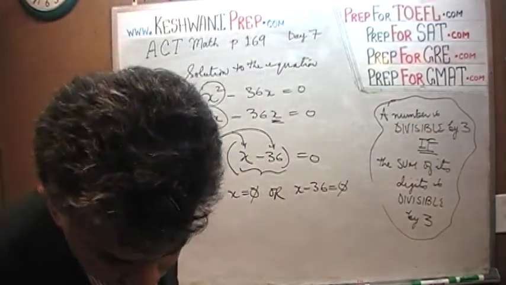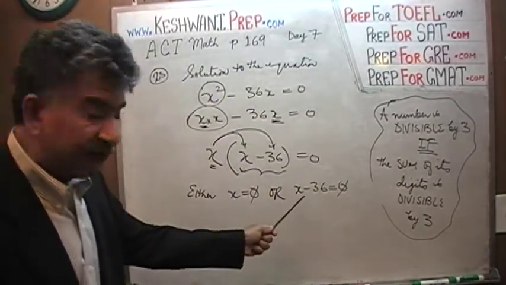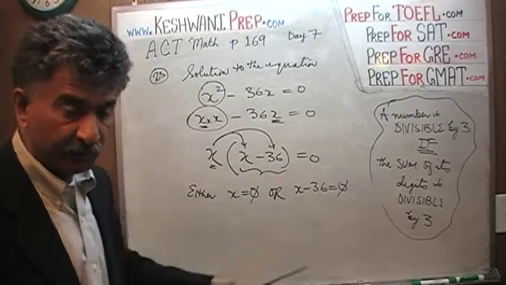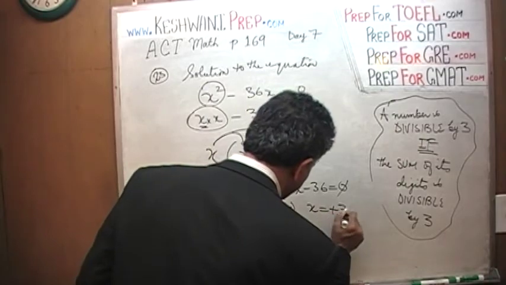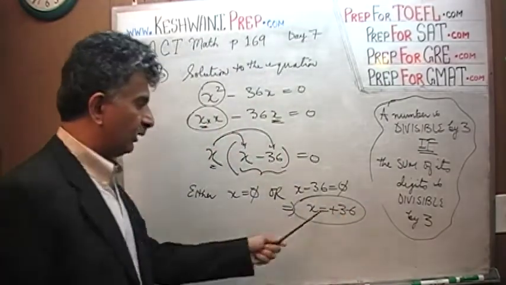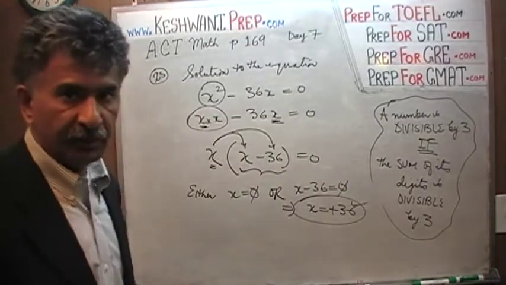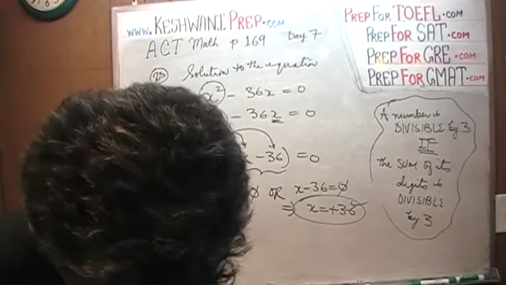Number 23. 0 is not one of the answer choices, so we have to look at the second solution. Second possibility is that maybe this quantity is equal to 0. X minus 36 is equal to 0. If that were the case, that implies that x is equal to positive 36. That's your answer. X equals 36 is the solution that they're looking for. Do you understand? That's all. What number was this? This was number 23.